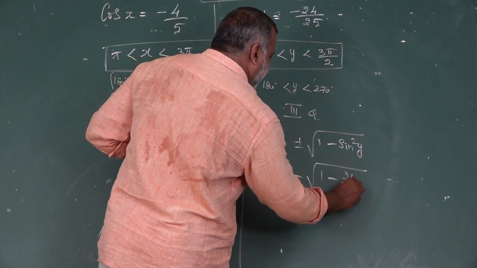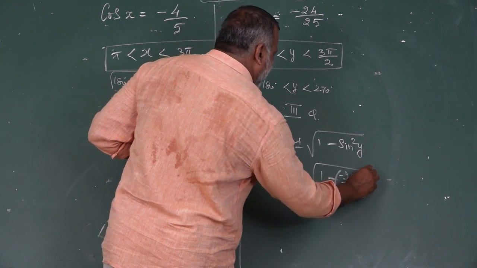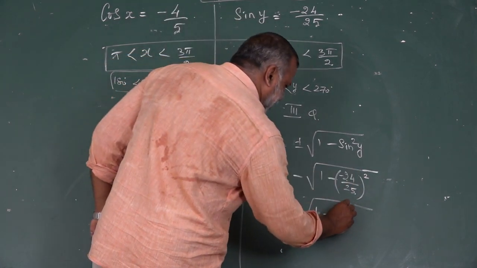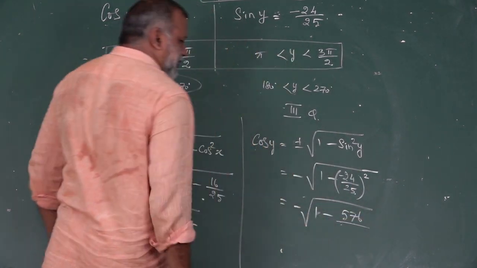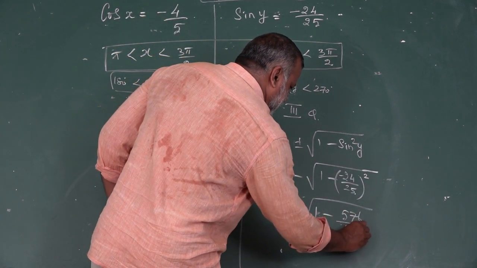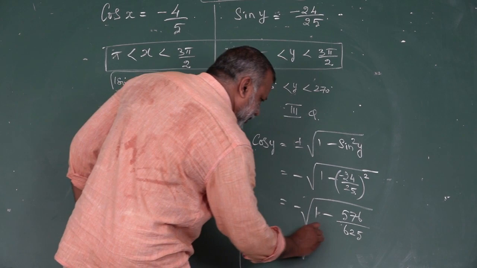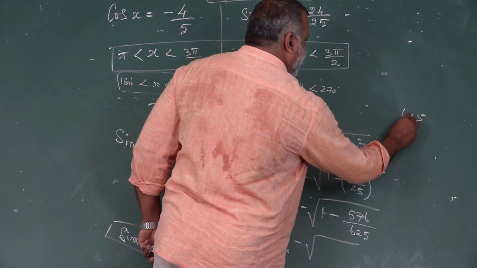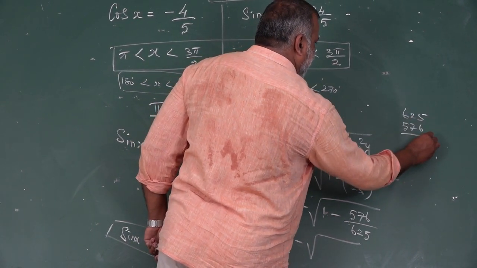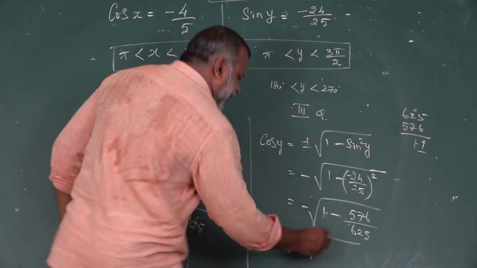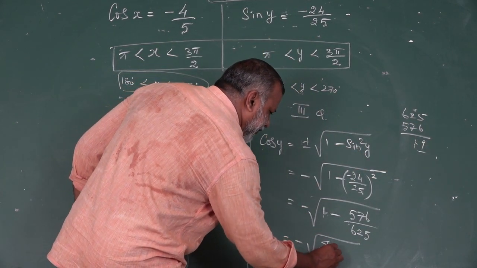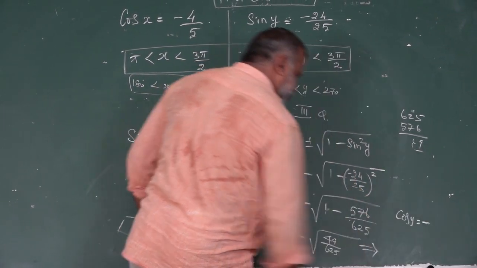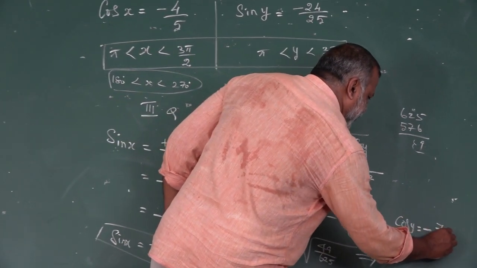Listen, 24 by 25, negative, the whole square. So that means 1 minus 24 squared over 25 squared, which is 576 divided by 625. Taking the LCM, 625 minus 576, we can get 49 divided by 625. That means cos y equal to minus 7 by 25.